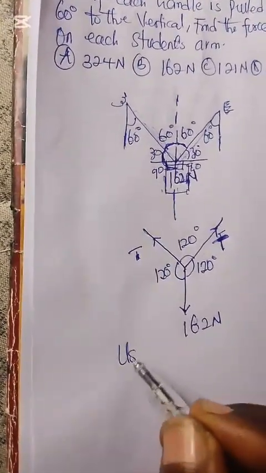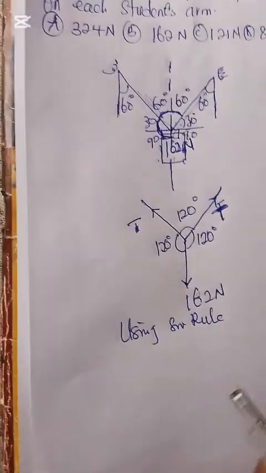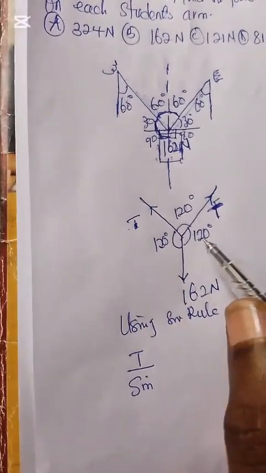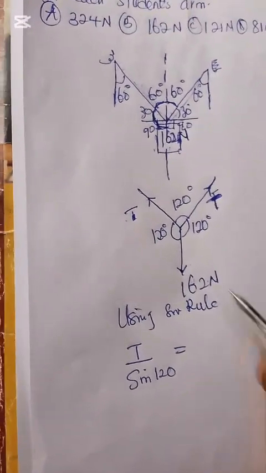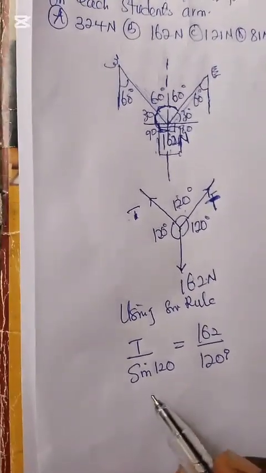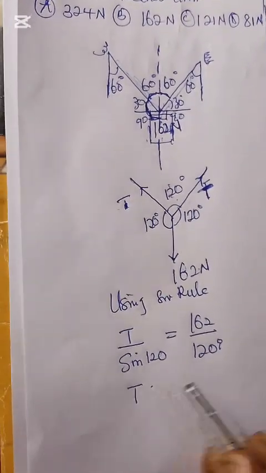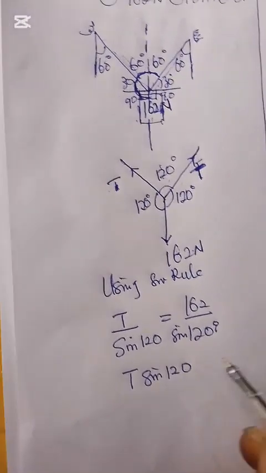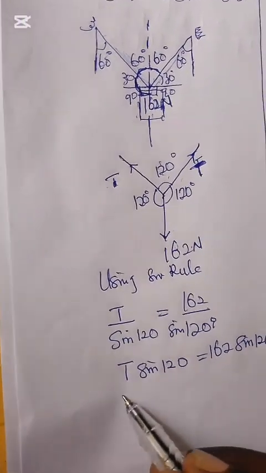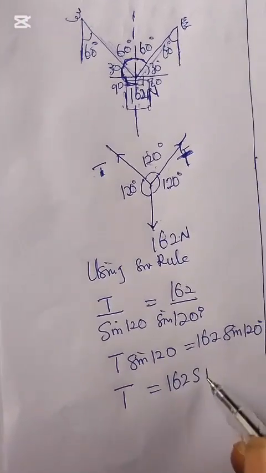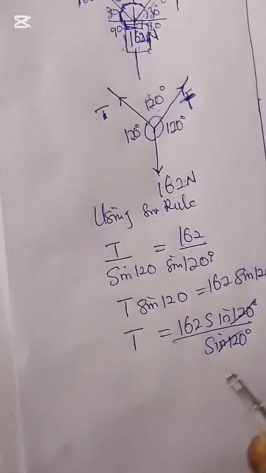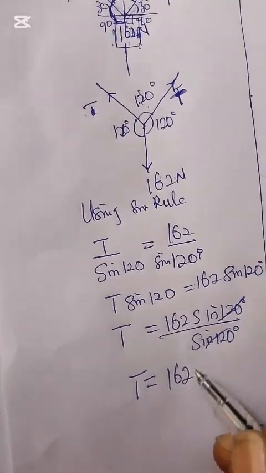We're asked to look for the tension on each arm, so we're going to use sine rule. Applying sine rule, I'm going to have T over sine 120, which should be equal to 162 divided by sine 120 degrees. If I cross multiply, I'm going to have T sine 120 equal to 162 sine 120 degrees. So T equals 162 sine 120 degrees divided by sine 120 degrees. This will cancel out, so that your tension will be equal to 162 Newton.